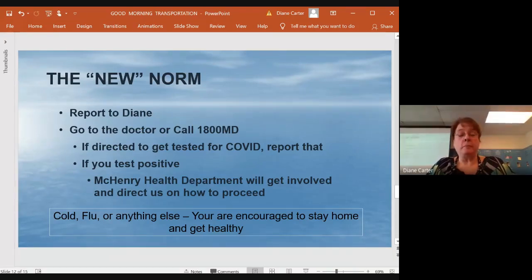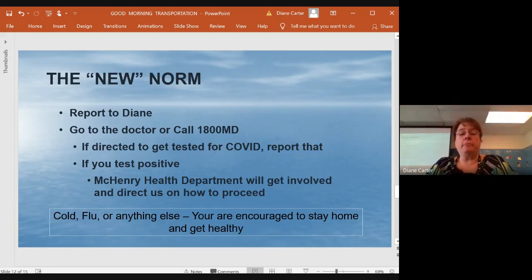1-800-MD is free. So that would probably be the first choice to call, and they will tell you whether it would be in your best interest to go see a doctor, go get tested, or whatever. If they direct you to go get tested for COVID, you need to let me know and report to me that that's what they directed you to do.